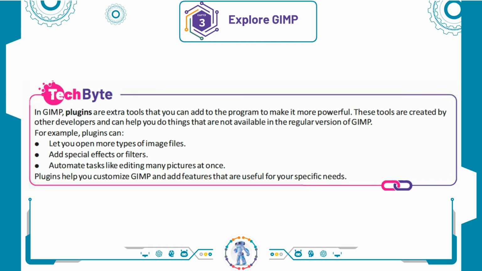TechByte. In GIMP, plugins are extra tools that you can add to the program to make it more powerful. These tools are created by other developers and can help you do things that are not available in the regular version of GIMP. For example, plugins can let you open more types of image files, add special effects or filters, or automate tasks like editing many pictures at once. Plugins help you customize GIMP and add features that are useful for your specific needs.